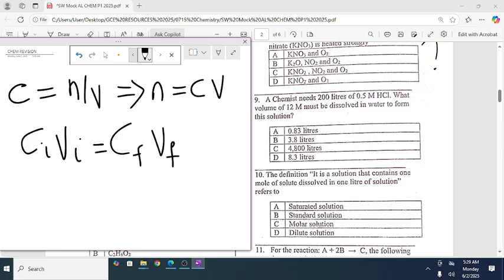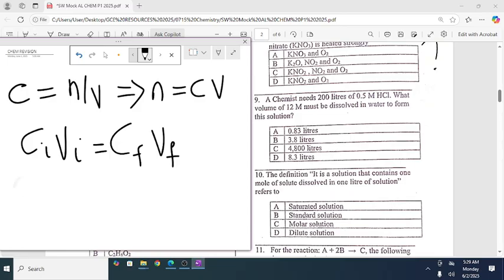Now in this question we have that a chemist needs 200 liters of a 0.5 molar hydrochloric acid. So what the chemist needs is, the number of moles of hydrochloric acid needed by the chemist is the concentration times the volume.